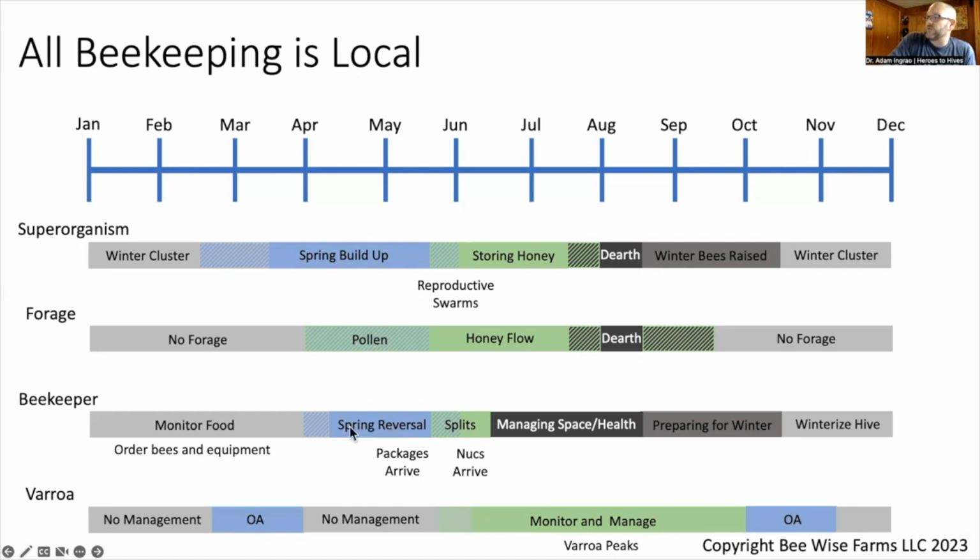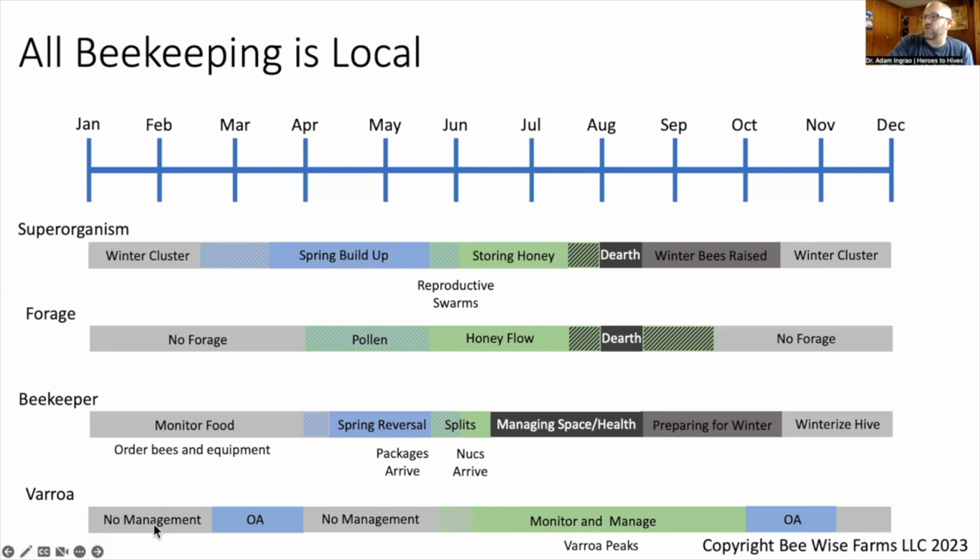We're also doing spring reversals during that time, splits. We're managing space and health during the main part of the season as a beekeeper. And then you can see once we hit mid-August, we're starting to prepare for winter already up here. Again, illustrating that this is all local. So you need to understand what's happening in your locality so that you can make educated decisions on what you're doing with your management. The last thing I'll mention here is the Varroa line.